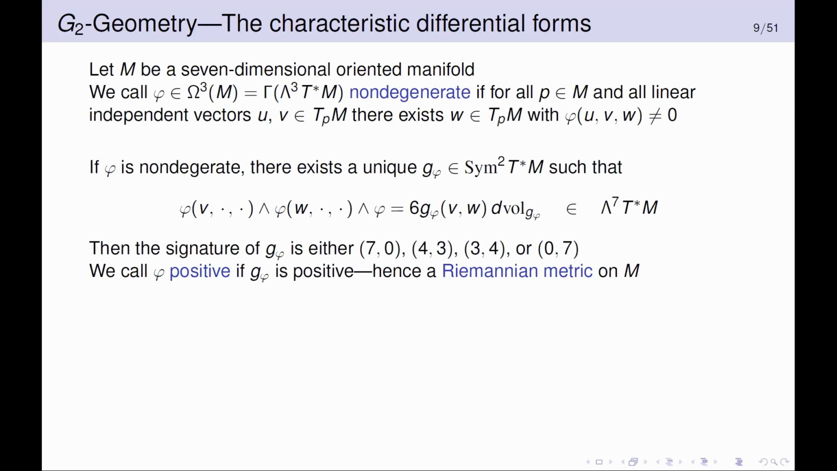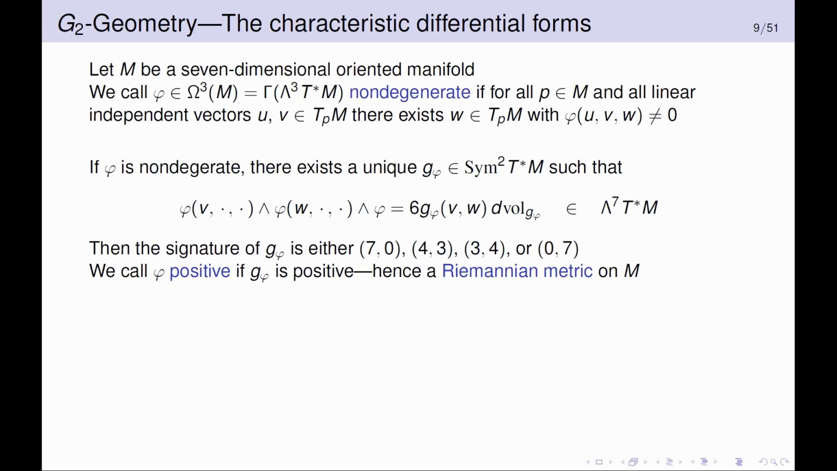And this is a strange way of defining G phi because the volume form there also depends on G phi, but you can show that there is only one solution to this. And then this is again a bit of representation theory, if you like. You get a bilinear form and you ask for a signature. So that's the largest dimension of the positive eigenspace and the largest dimension of the negative one. And there are only these 4 possibilities: (7,0), (4,3), (3,4), or (0,7).